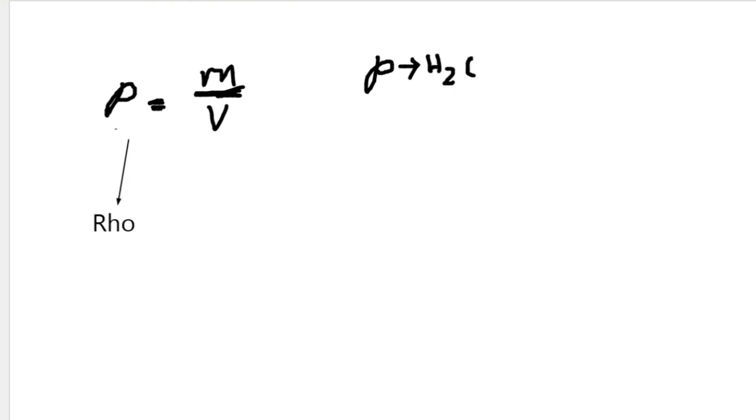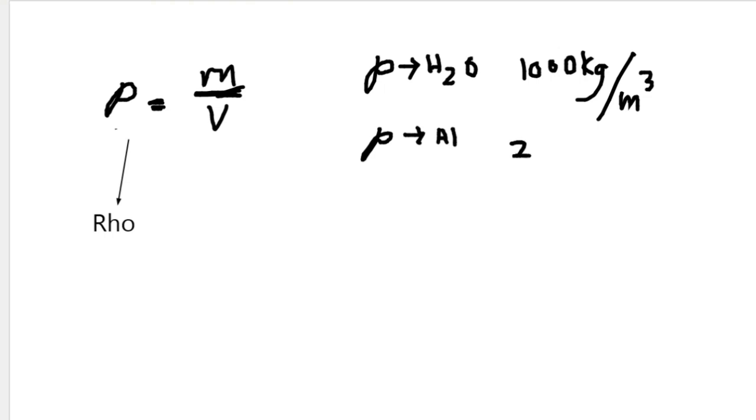Now let's talk over some densities, like the density of water. The density of water is 1000 kilograms per cubic meter. Kindly take down some notes because this is very important. The density of aluminum is around 2700 kilograms per cubic meter. As we can see, aluminum is much denser than water, which means if aluminum is in a liquid state, you will basically float.